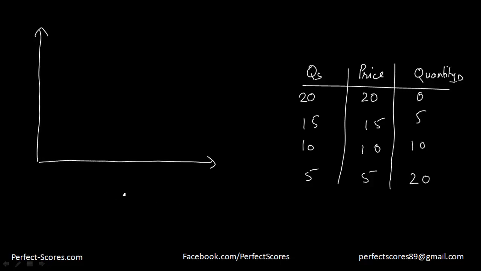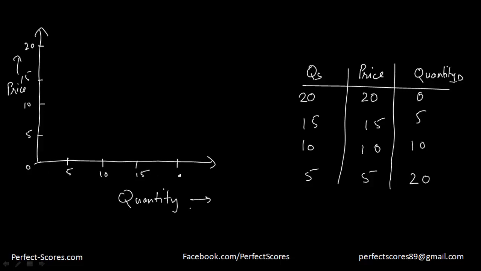This is your quantity here. This can be quantity demanded or quantity supplied. And this over here is your price of the item. Let's suppose this is 0, and this is 5, this is 10, this is 15, and this is 20. And let's say this is 5, this is 10, this is 15, and this is 20.